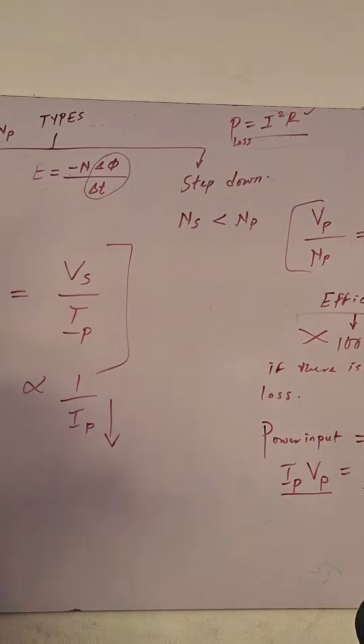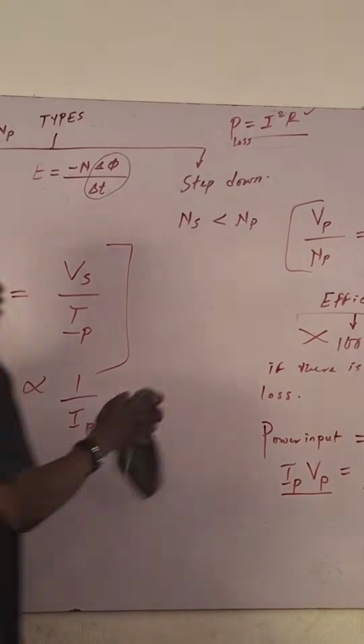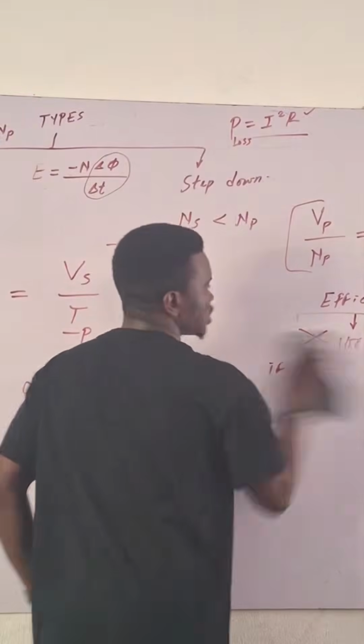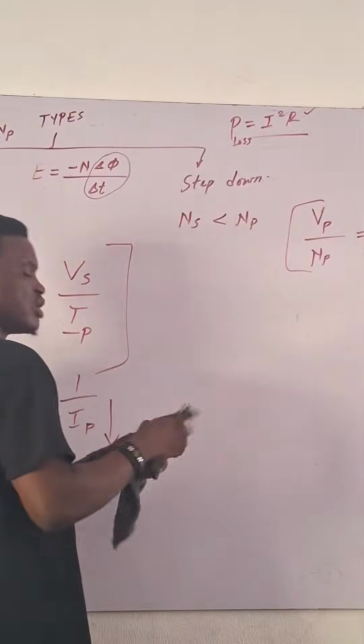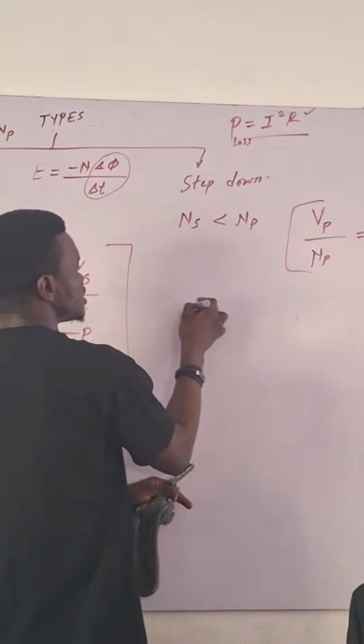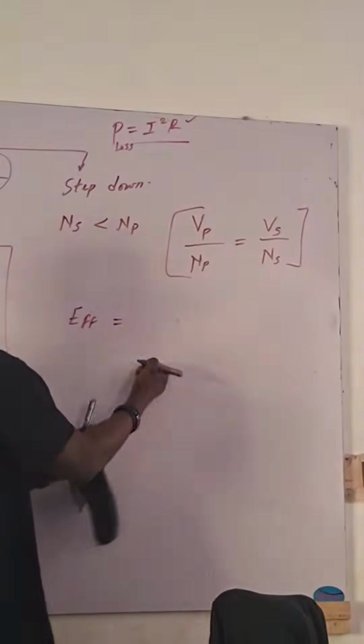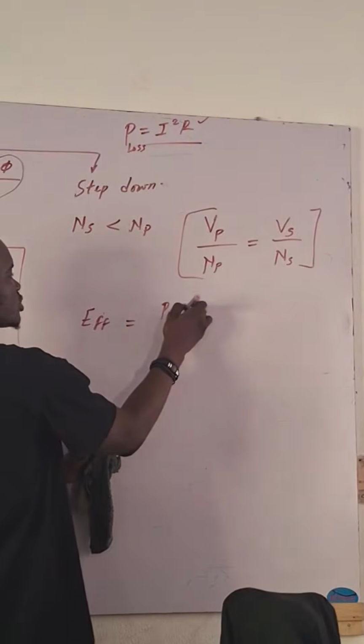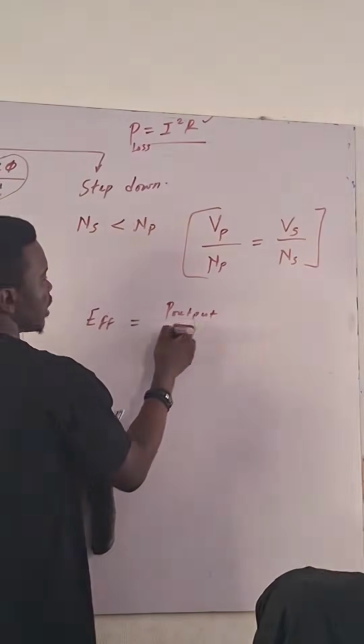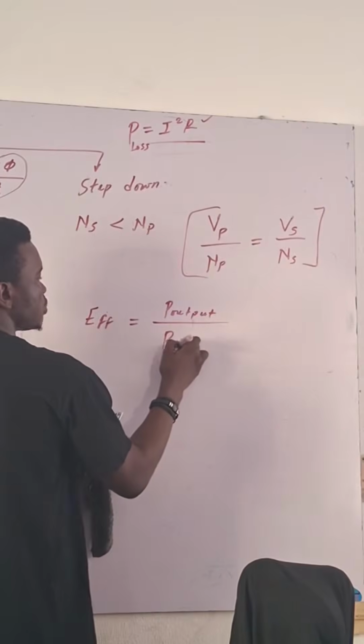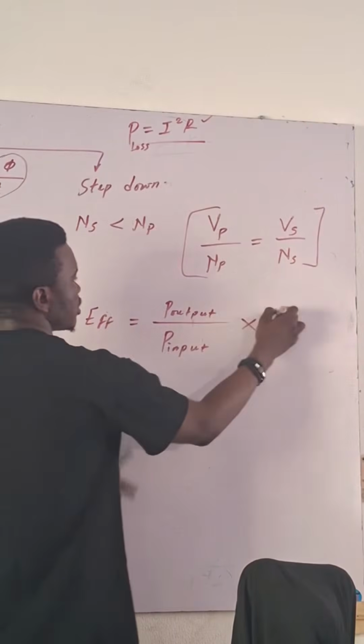So now, from this scenario, if I have a high voltage, then it has to come with a low current. Now, why am I saying that? We are going to see soon. So note something, that there is no transformer that is 100% efficient. If they say calculate the efficiency of a transformer, efficiency of a transformer is given as power output over power input times 100.